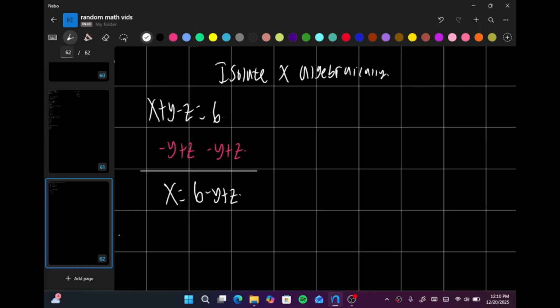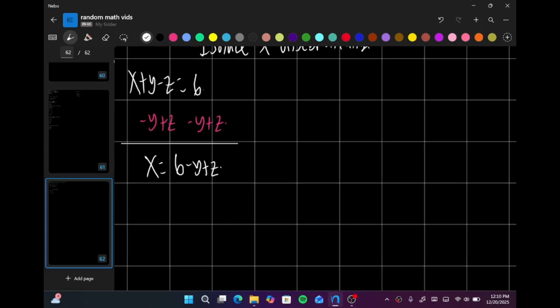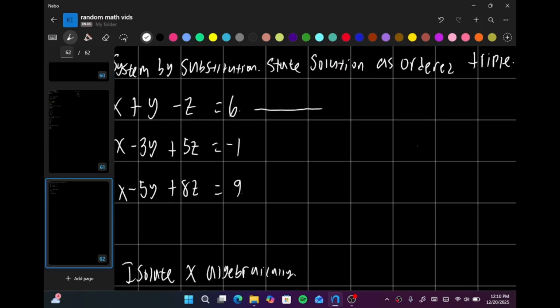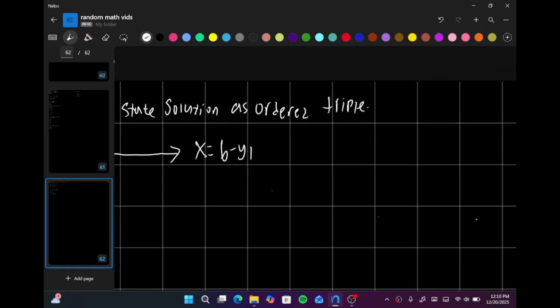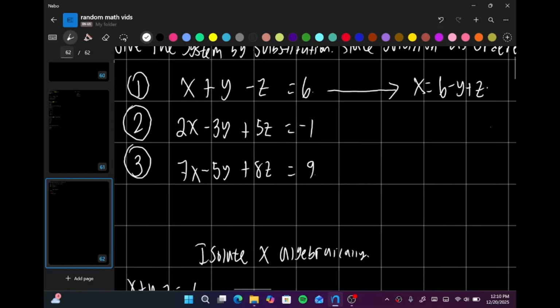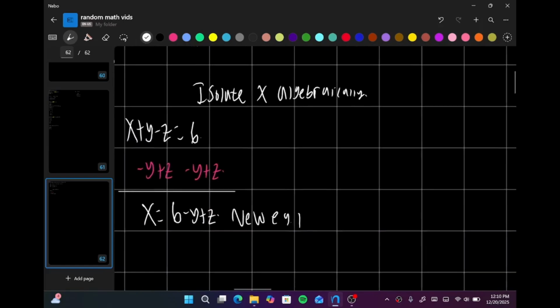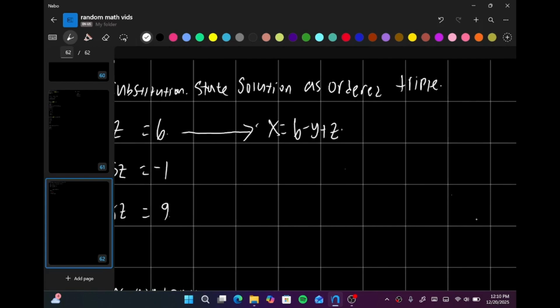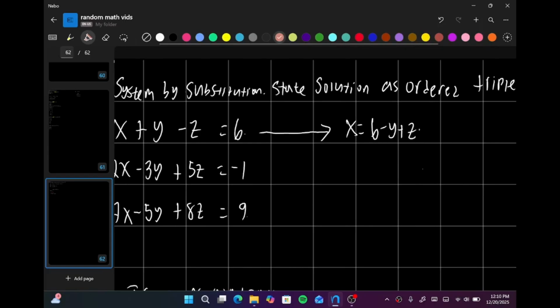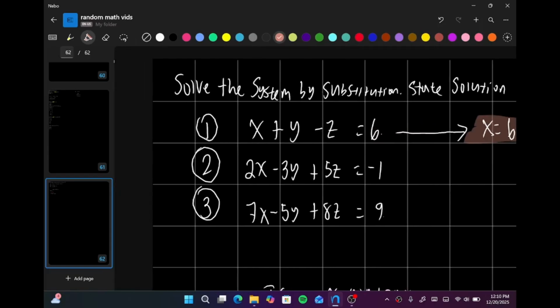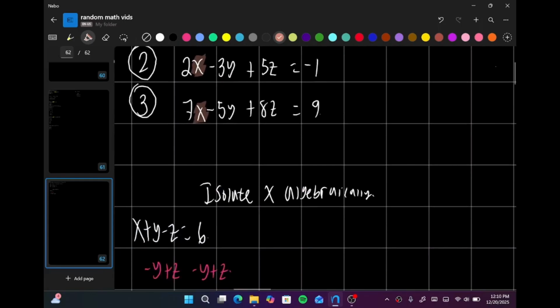Let this be new equation 1: x equals 6 minus y plus z. Now we're going to substitute this into equations 2 and 3 to get a system in two variables, two unknowns.